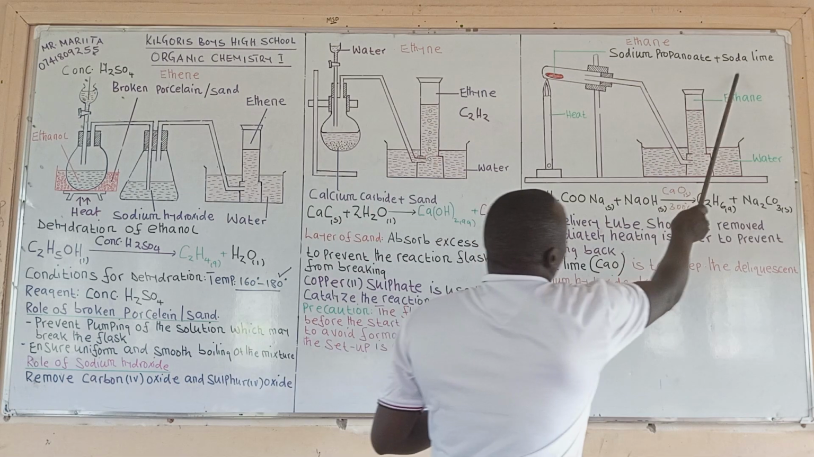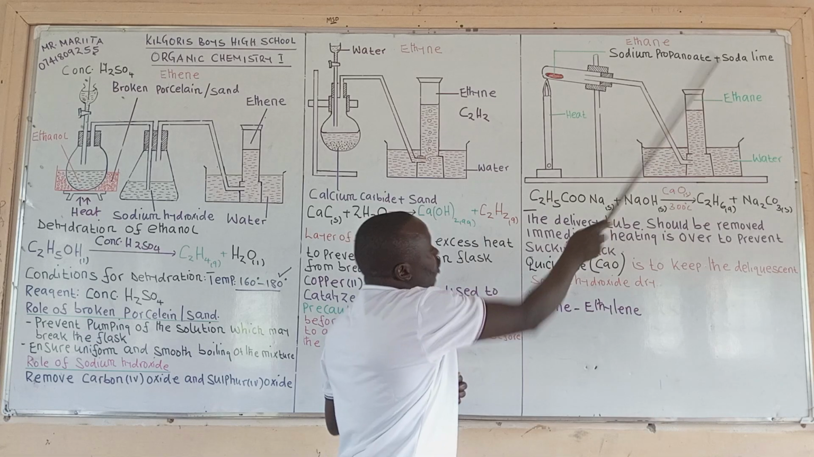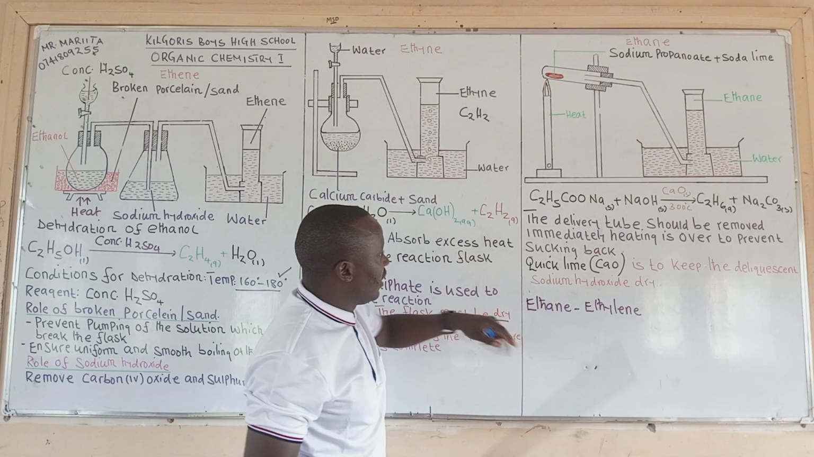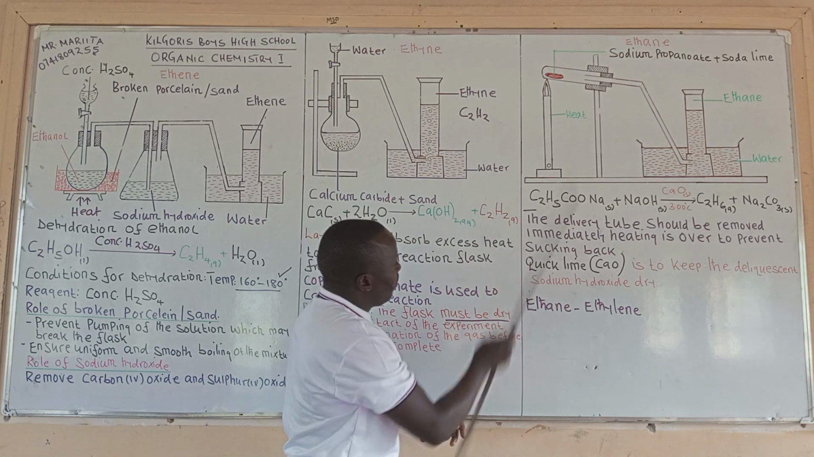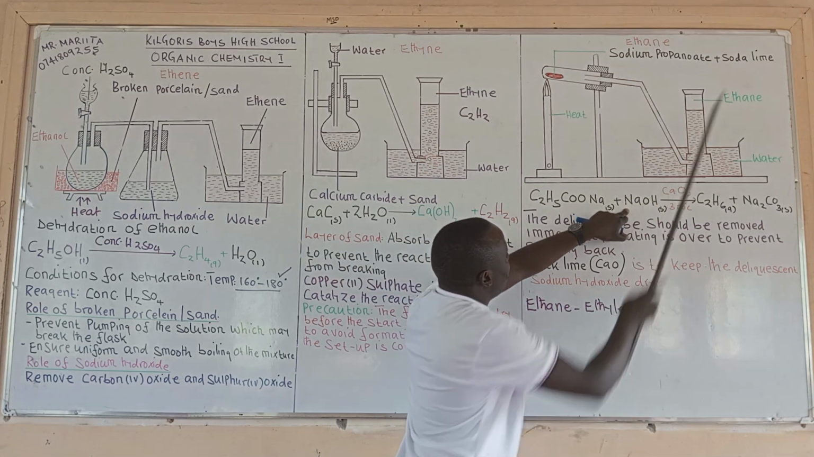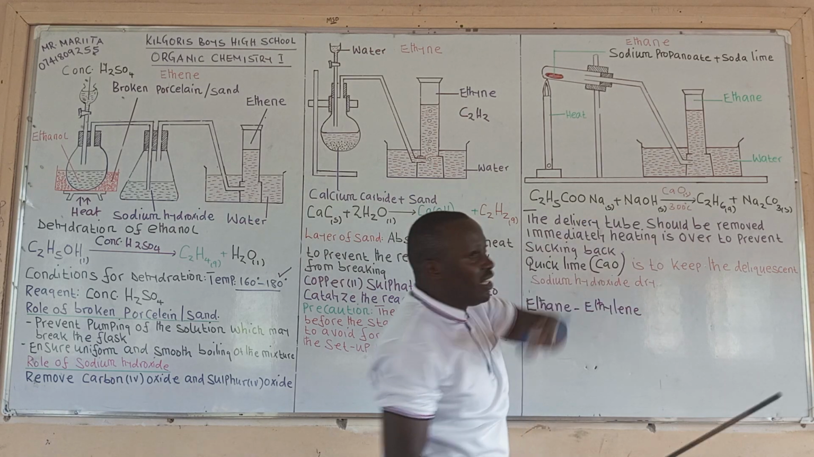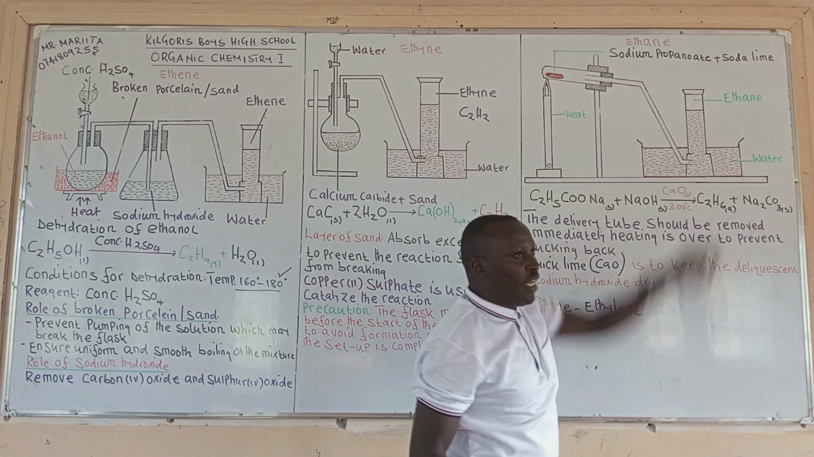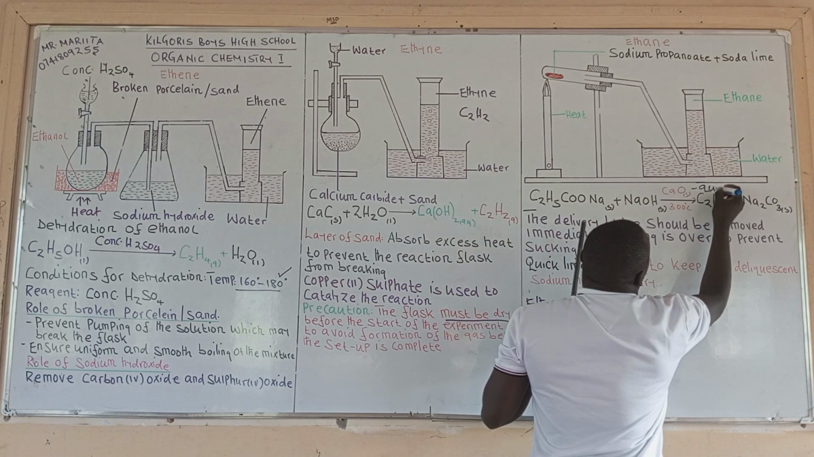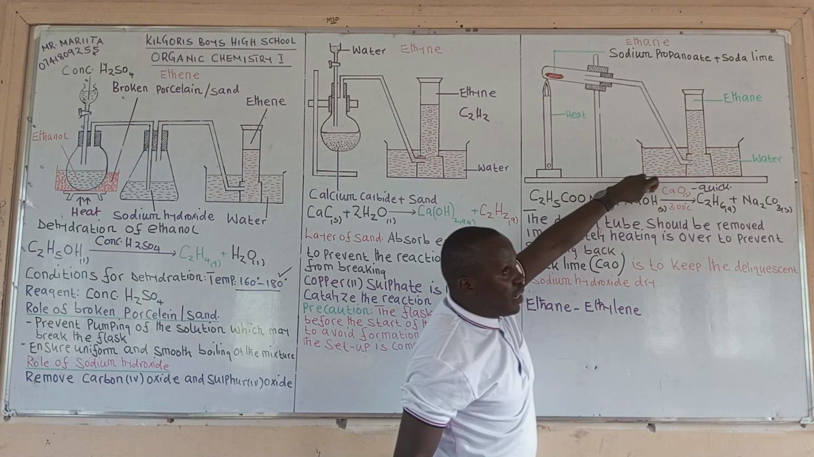Soda lime is normally sodium hydroxide. So you will have sodium propanoate and soda lime, which in this case is sodium hydroxide, and you heat them. In this case, you will also have quicklime. Quicklime is calcium oxide.